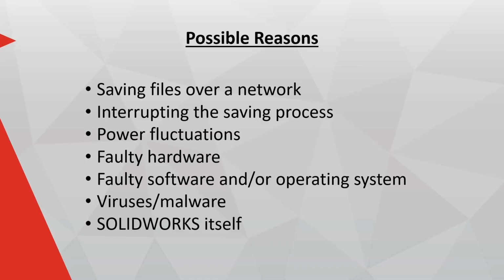Files get corrupted when the bits that make up the file either go missing or get rearranged. This can happen for a number of possible reasons. The first major contributing factor is saving your files directly over an unstable network. Rather save your files locally and then copy your files across the network.